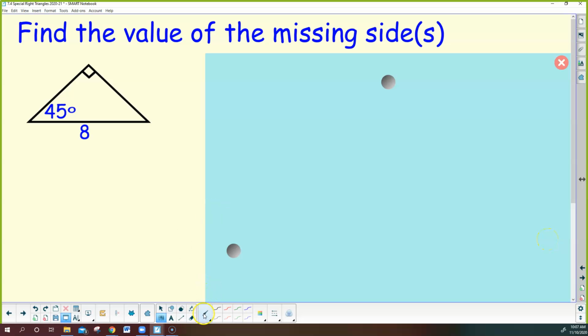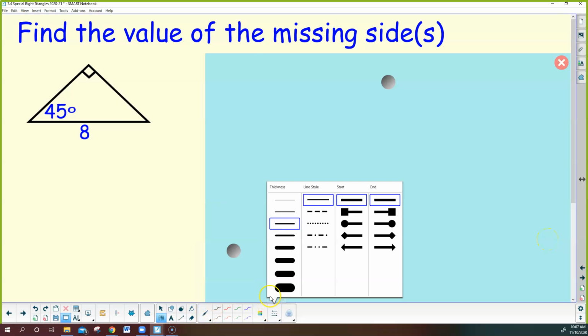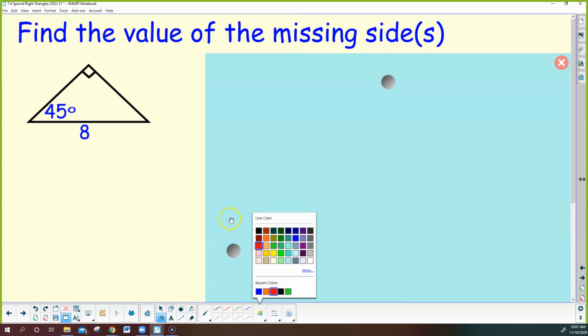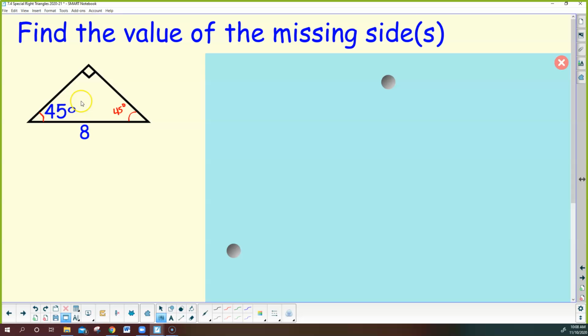One of the things that I like to do before I start trying to solve a problem is think about, what do we know? What does this triangle tell me? It tells me that I have one 45-degree angle and a 90-degree angle, which means that by the triangle sum theorem, we automatically know that this angle has to be 45, because 45 plus 45 is 90, plus another 90 is 180, which proves right here that I have a 45, 45, 90.